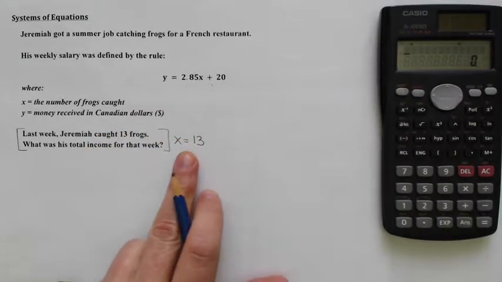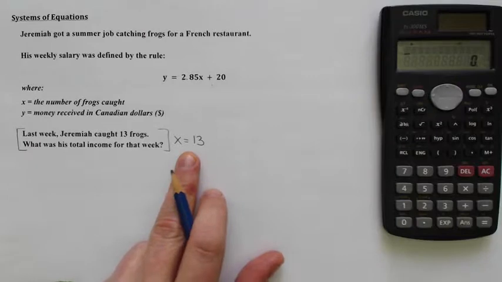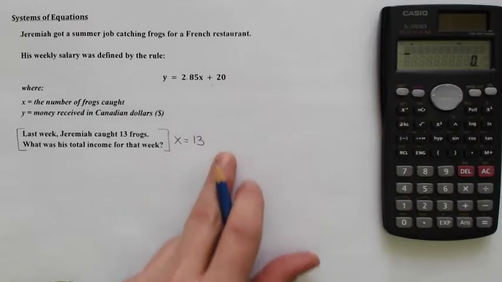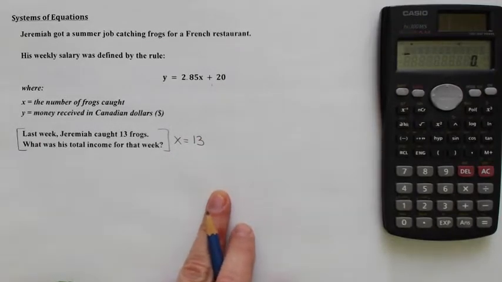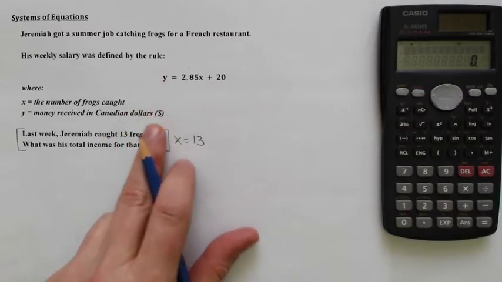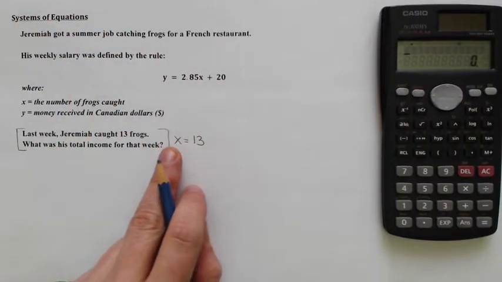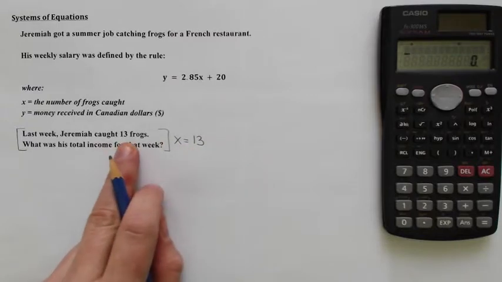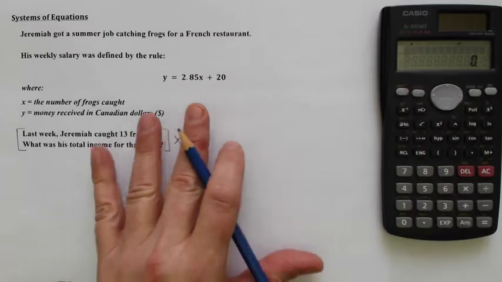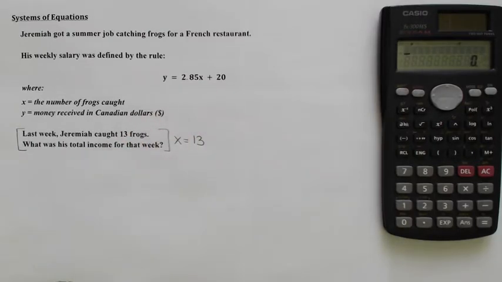Now, that's one of those exceptional cases, right, where the equation of that line doesn't have a y in it. And if we graphed it, you would see it would be a vertical line straight up and down where the x is 13, you might remember. But what this allows me to do is to think of solving this situation as a system. X is equal to 13 because we have 13 frogs caught, and y is equal to 2.85x plus 20. This is going to allow me to do what's called a substitution.